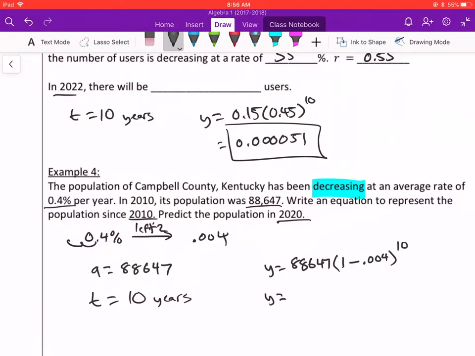Go to the calculator, 88647, parentheses 1 minus 0.004, raised to the 10, gives you 85,164.3, and that's your answer, right? It is decreasing, right? Did the number go down from 88 to 85? It's always a way to check. If you're getting something really weird, be careful there, all right? And that's about it. All right, thank you.